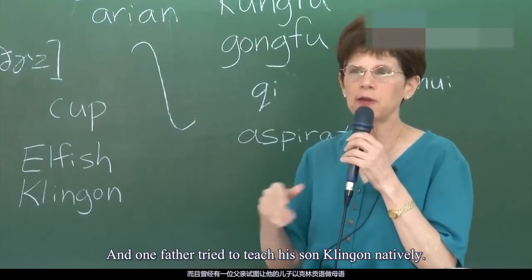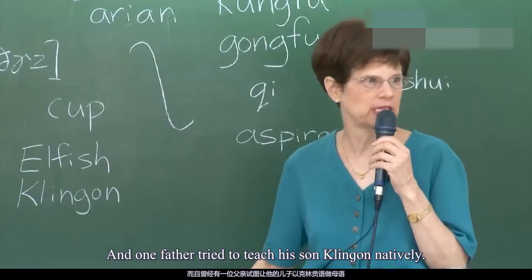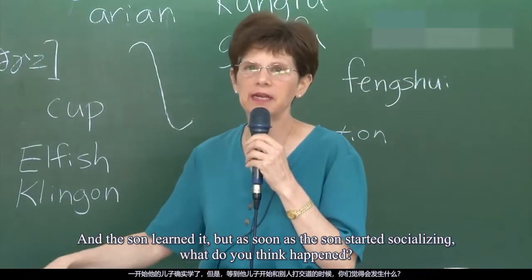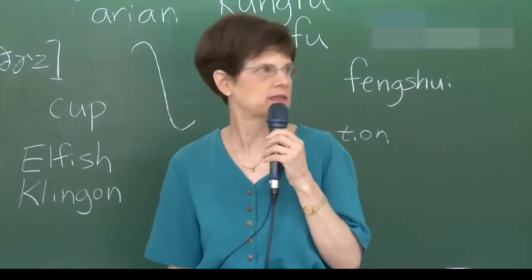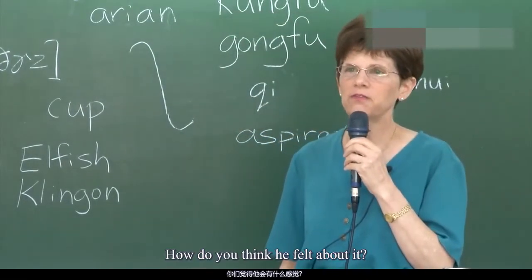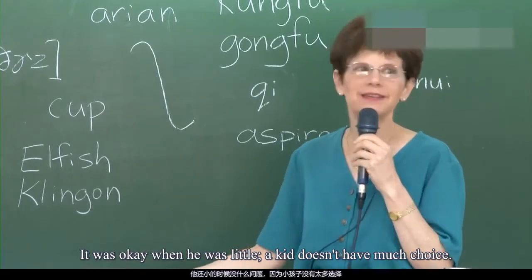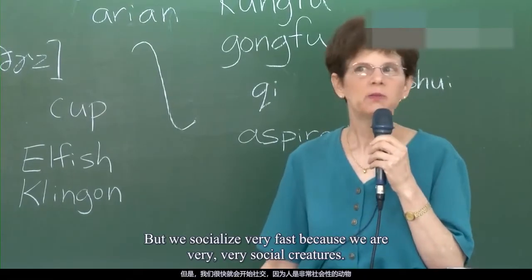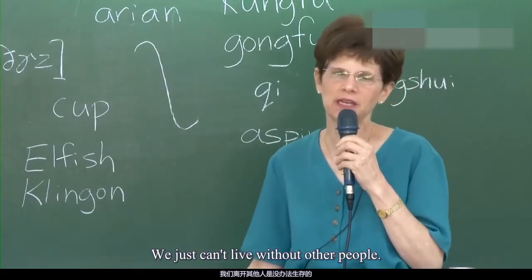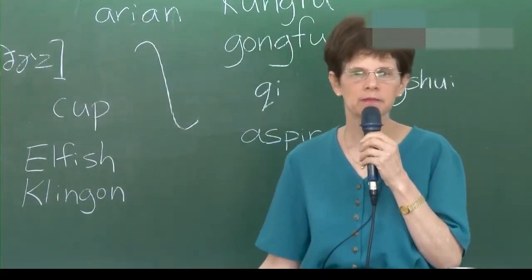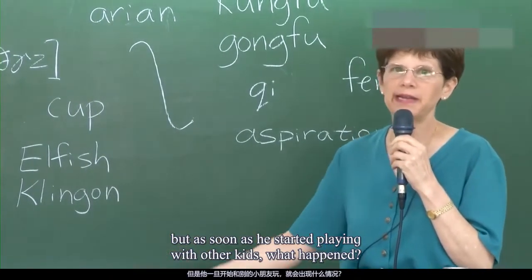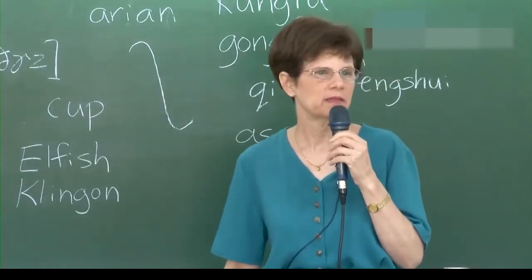And one father tried to teach his son Klingon natively. And the son learned it, but as soon as the son started socializing, what do you think happened? How do you think he felt about it? It was okay when he was little. A kid doesn't have much choice. But we socialize very fast because we are very, very social creatures. We just can't live without other people. So when he was really young, he did learn Klingon. But as soon as he started playing with other kids, what happened?